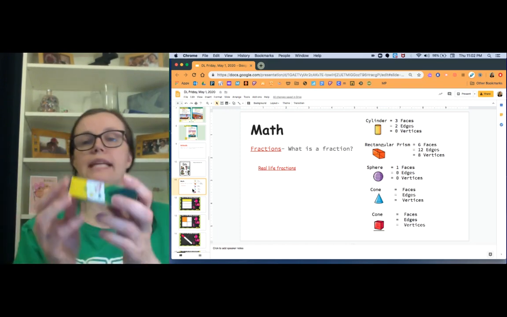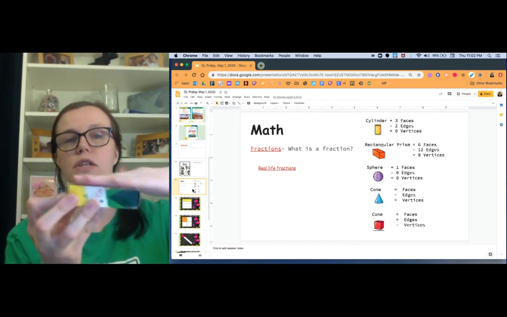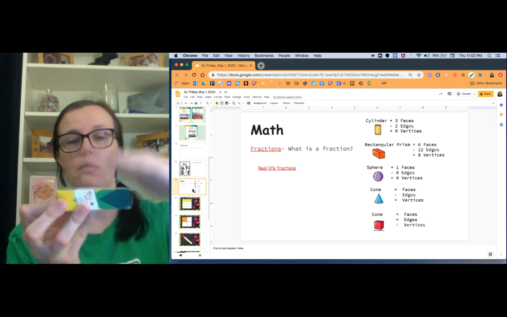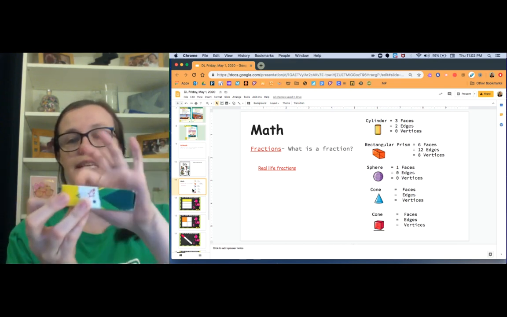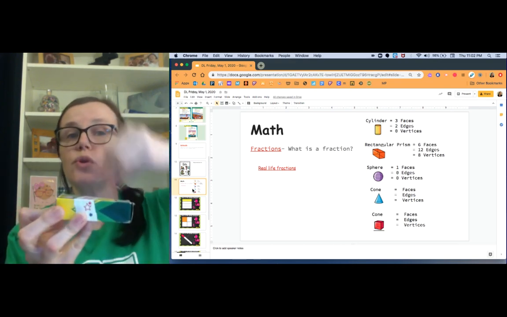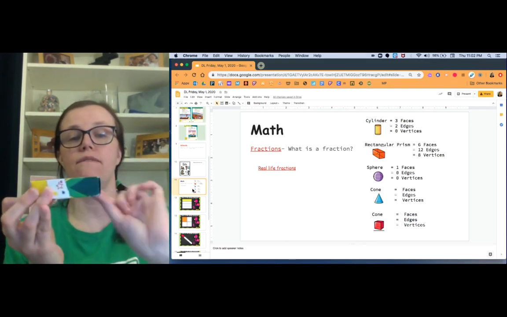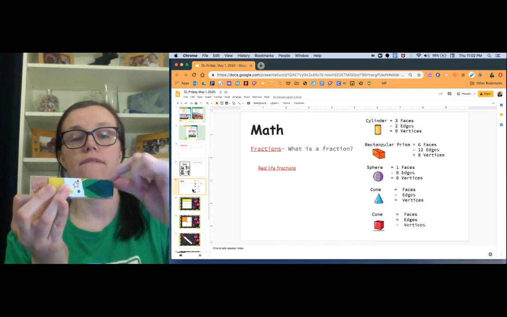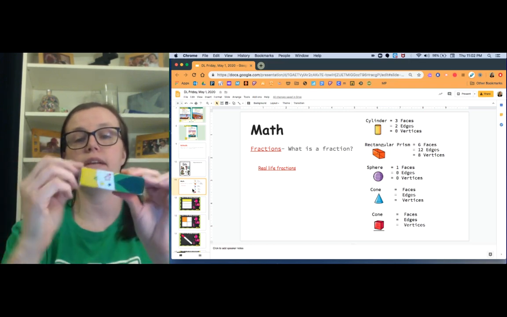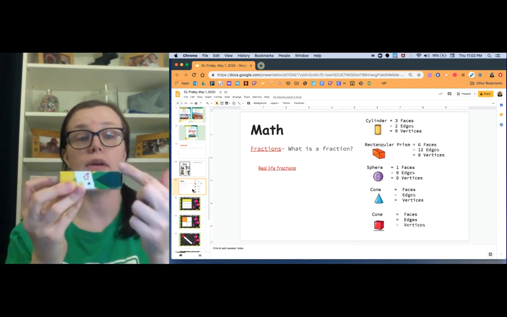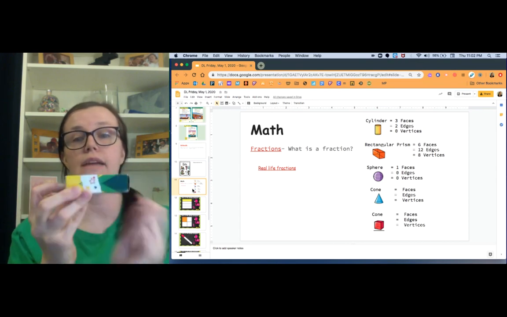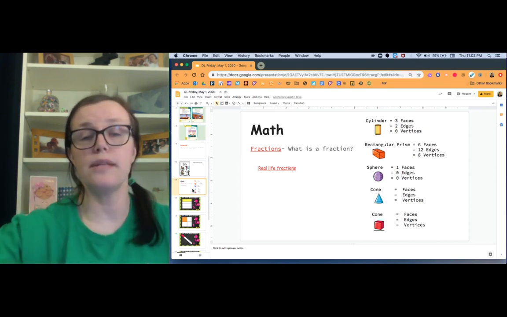See, a rectangular prism. Flat 2D shapes are our faces. Ready? 1, 2, 3, 4, 5, 6. Edges are where two faces meet. 1, 2, 3, 4, 5, 6, 7, 8. And we got to go up and down. 9, 10, 11, 12.